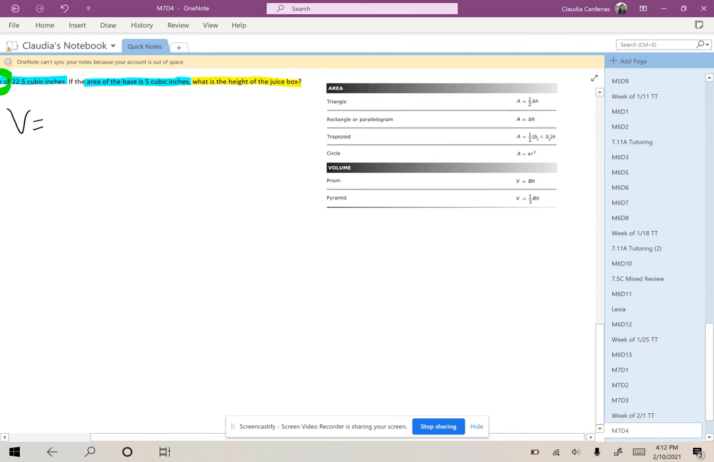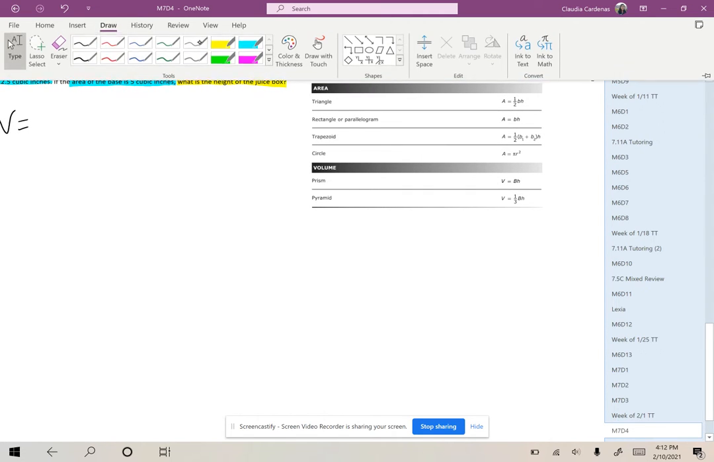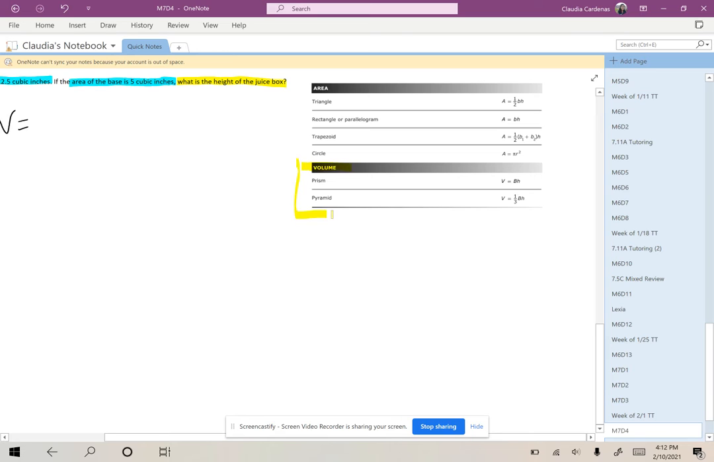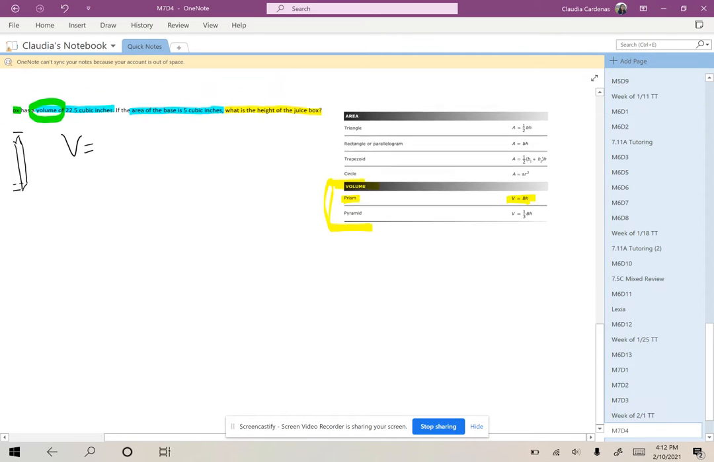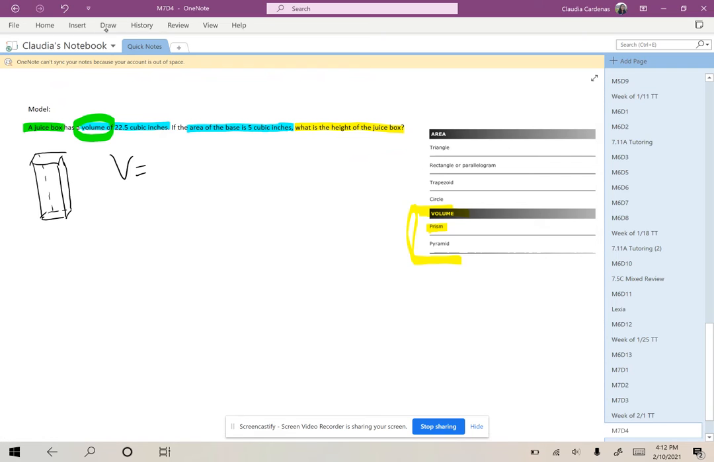Well, if I look over at my star chart, I see for volume that there are two different types of formulas. So since we are looking at a prism, then I will be using our volume formula, capital B, H. So let's go ahead and write that down. Capital B, H. I know we talked about this formula yesterday, so let's quickly review what each of these variables stand for.